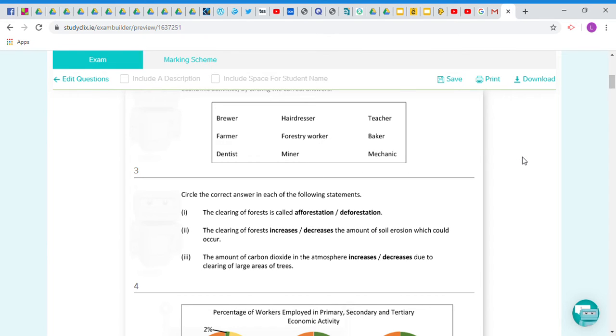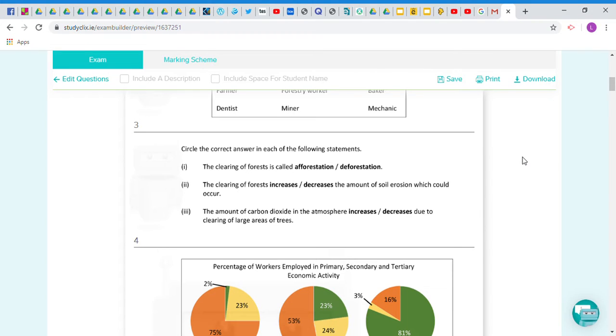Question 3. Circle the correct answer in each of the following statements. The clearing of forests is called deforestation. The clearing of forests increases the amount of soil erosion that could occur. And number 3, the amount of carbon dioxide in the atmosphere increases due to the clearing of large areas of trees.